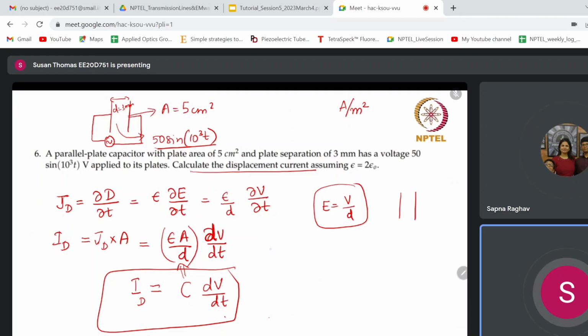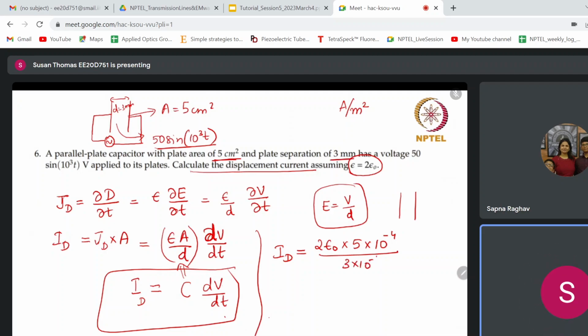Now the question asked here is to calculate ID. To do that, what do we do? Epsilon is epsilon 0 into epsilon r. Here it is mentioned that epsilon is 2 times epsilon 0. So 2 times epsilon 0 into plate area, 5 into 10 power minus 4, and D, the plate separation, is 3 millimeter, 3 into 10 power minus 3.